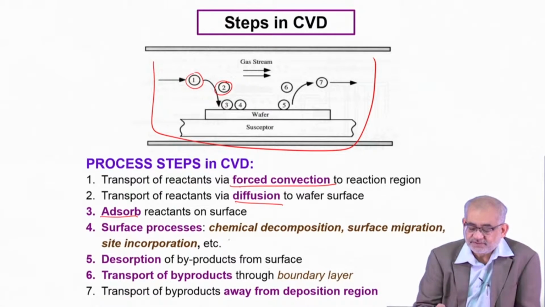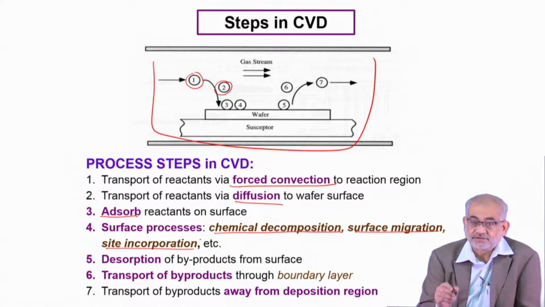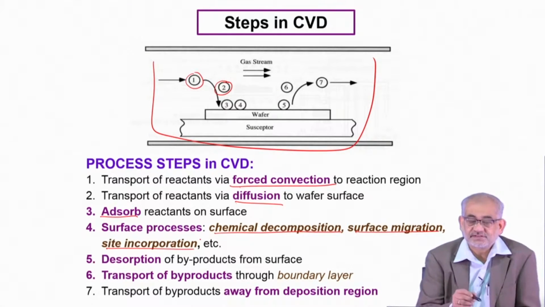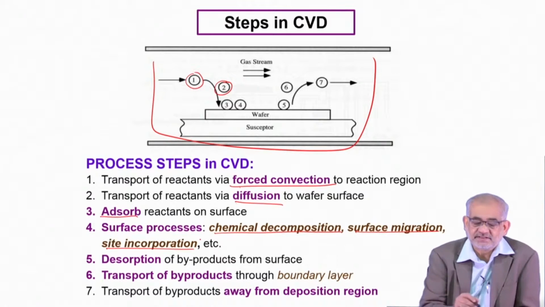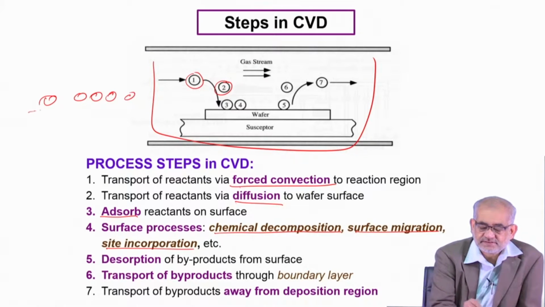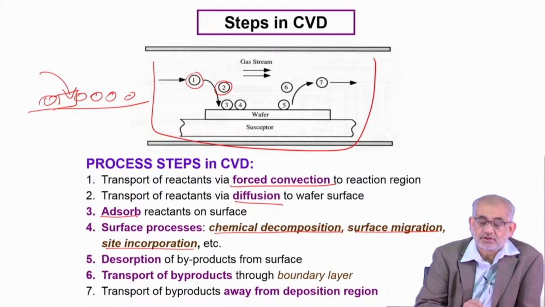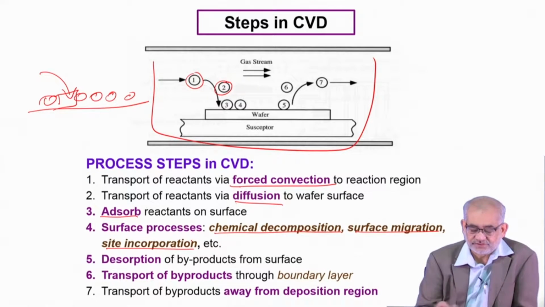Then the surface processes begin, which involves decomposition, surface migration, and site incorporation. That means the surfaces are known to have a high density of defects, typically point defects like vacancies. So if you have more density of vacancies, free volume onto the surface, then those are the regions where individual atoms can easily come and incorporate. So if I have, for example, certain surface atoms like this, and I also have a vacancy, an individual atom coming here will find it easier to get incorporated onto the surface. So that's site incorporation. In fact, we also see site saturation through this process.